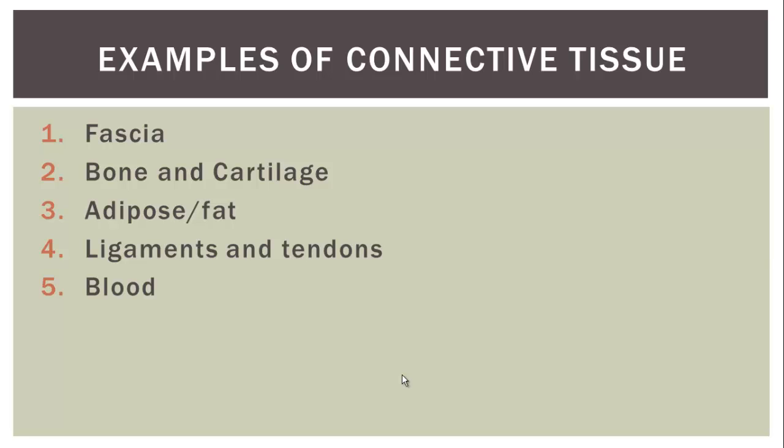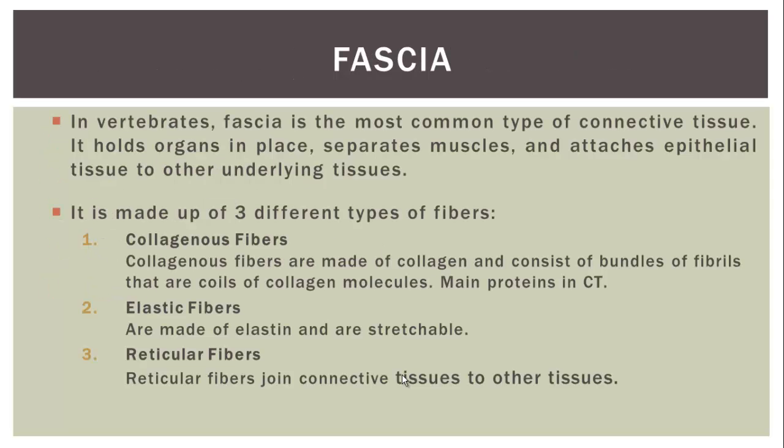Here are some examples of connective tissue: fascia, bone and cartilage, fat, ligaments and tendons, and blood. Notice here that there are no nerves mentioned, and nerves are not examples of connective tissue. However, the tissue surrounding the nerves is considered to be connective tissue as well.